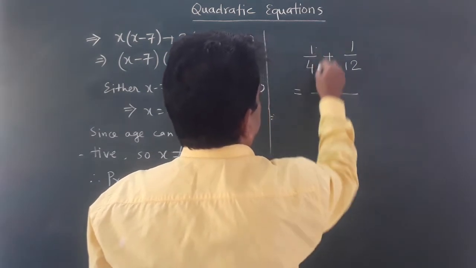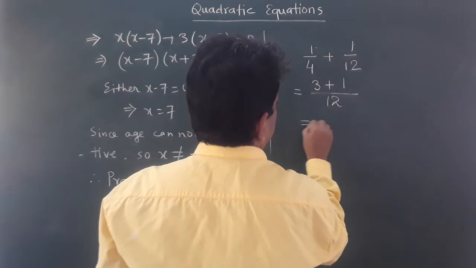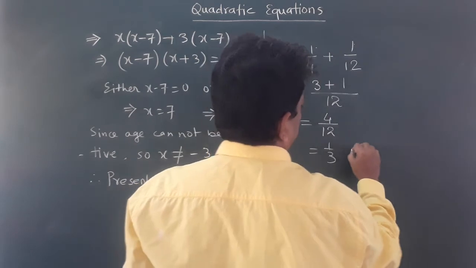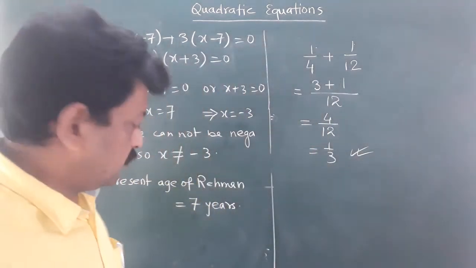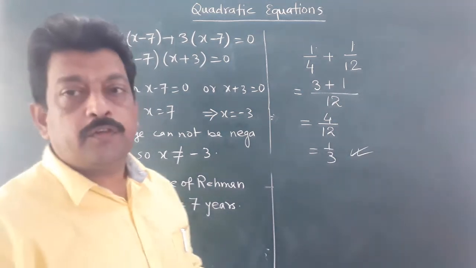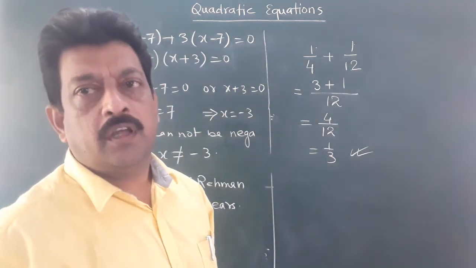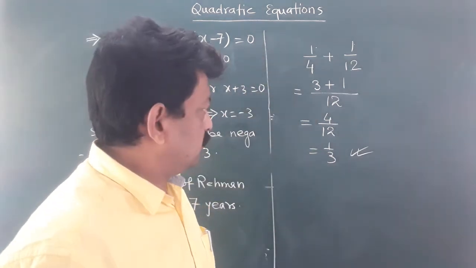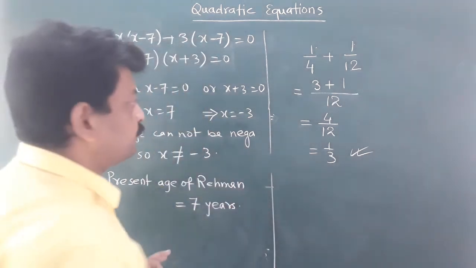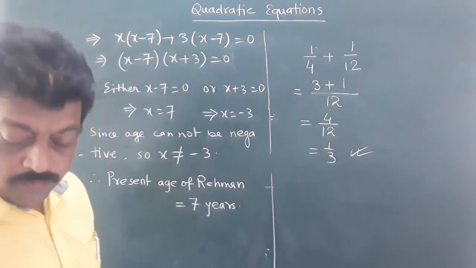Let me check whether it is 1 upon 3 or not. So 3 plus 1 is 4, so it is 4 upon 12, that is 1 upon 3. So our answer is correct. That is, the present age of Rahman is 7 years. So in this way, instead of looking for the answer at the back of your book, you can go for cross checking your answer by putting the values in the condition given in the question. Understood? So hope you have understood the sum. That was not so hard. Okay, let me give you one more sum.